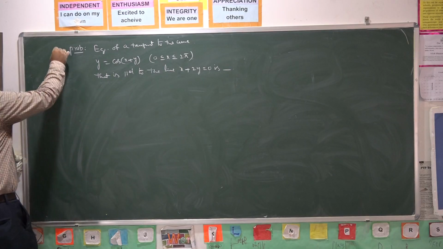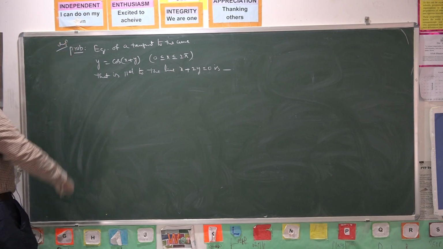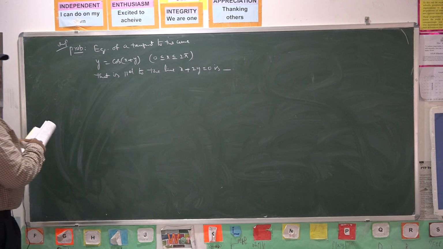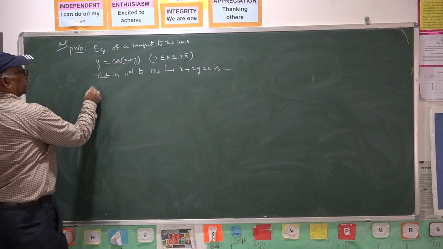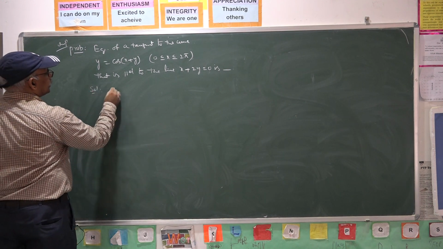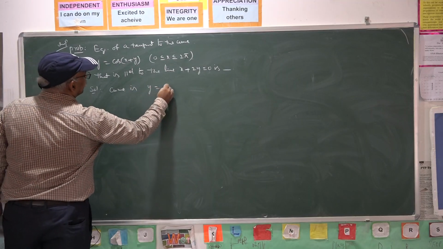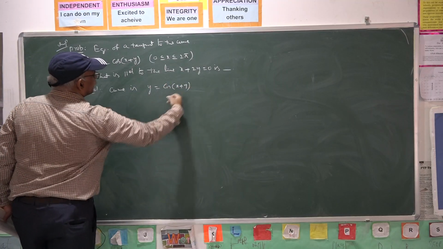This is also one important one. The equation of tangent to the curve y equal to cos of x plus y, where x lies between 0 and 2 pi, that is parallel to the line x plus 2y equal to 0. Here the curve is y equal to cos of x plus y.